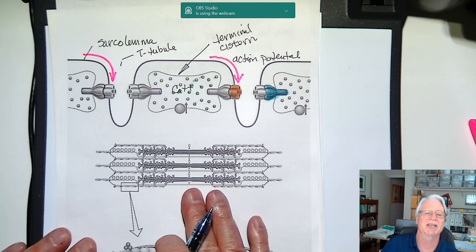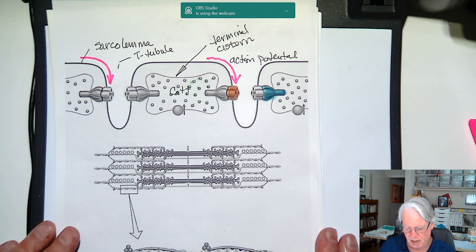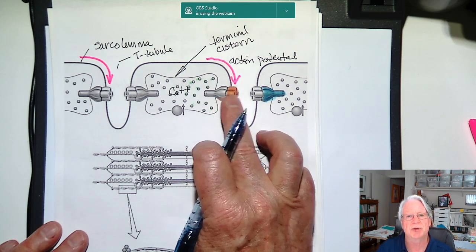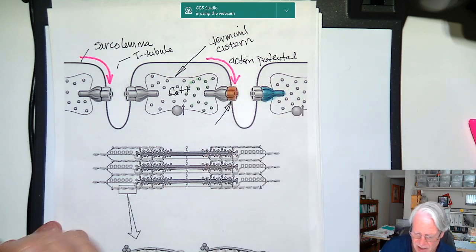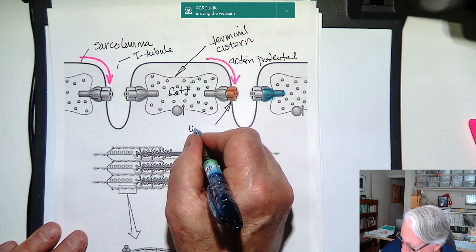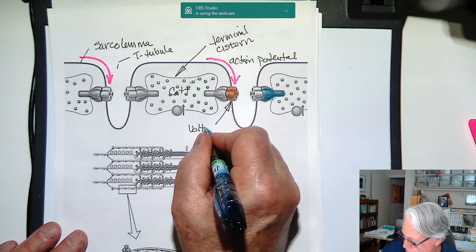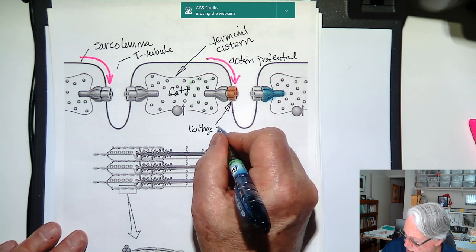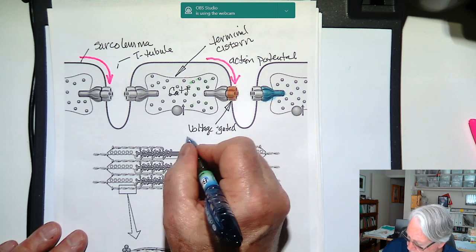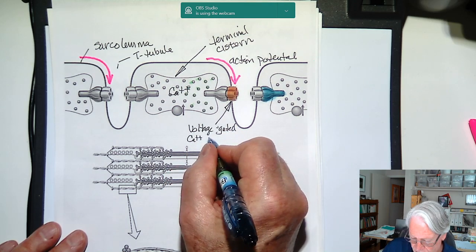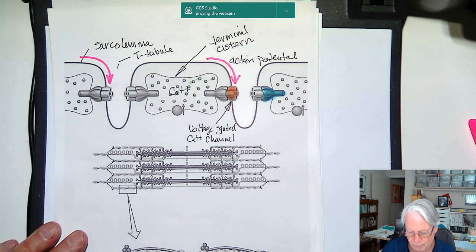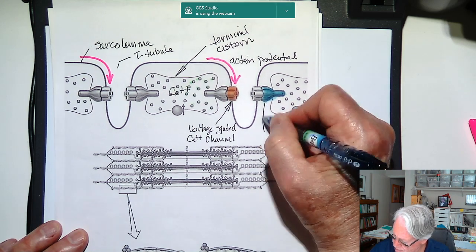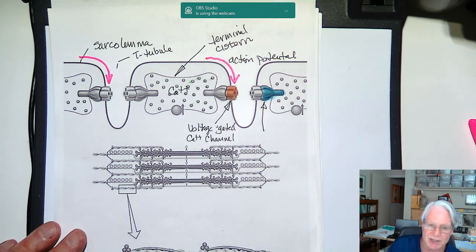So the question is, how do we get that to be released? And the answer is these two proteins that you see here. So this one right here is a voltage-gated calcium channel. This one right here is called a calcium release channel.